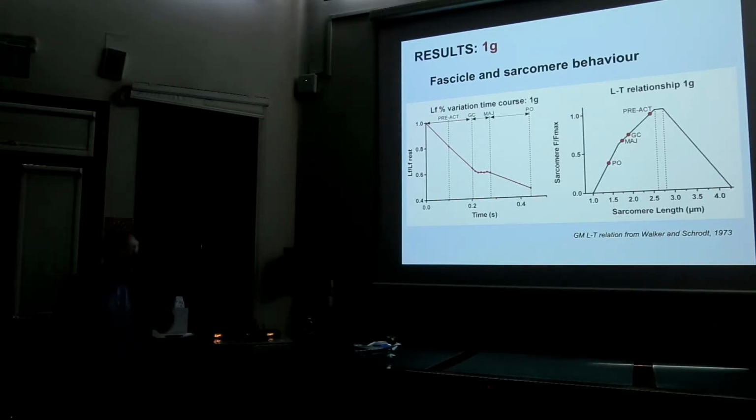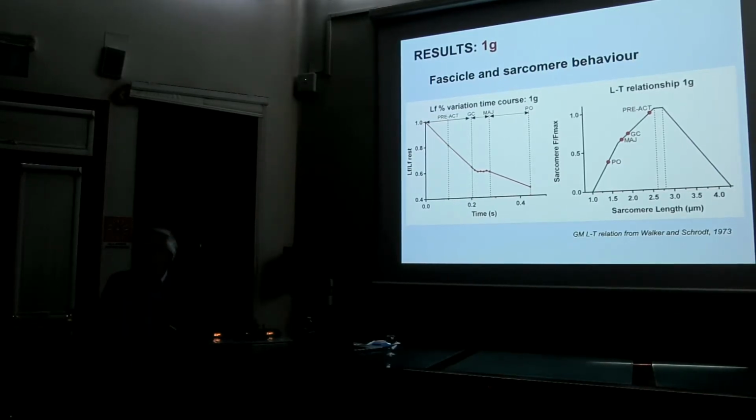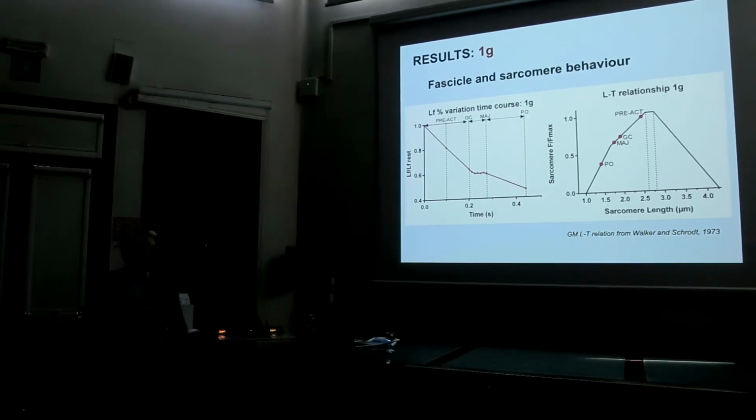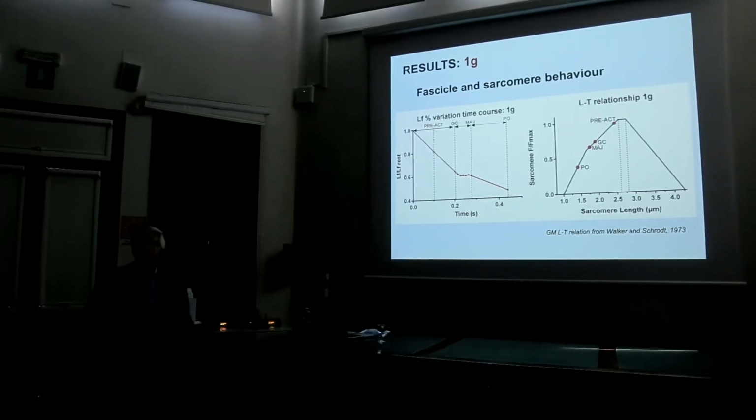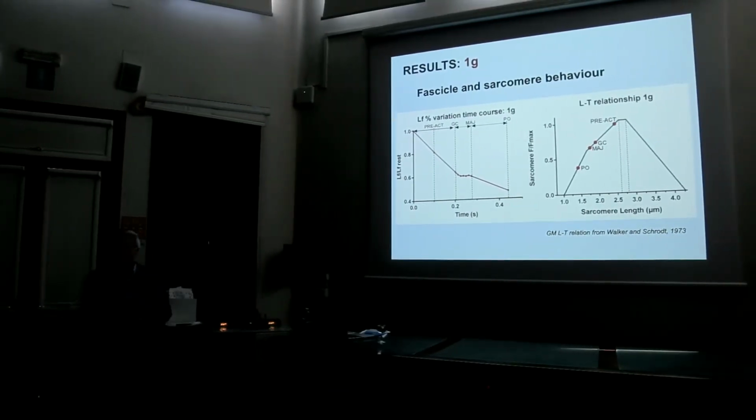You may wonder why we are reaching such low sarcomere length? Because normally we would expect this to interfere very much with muscle contraction. But actually, the force which is produced here is very little produced by the muscle. It's mostly a contribution of the elastic energy restitution by the tendon. Now, this is what happens during 1G.